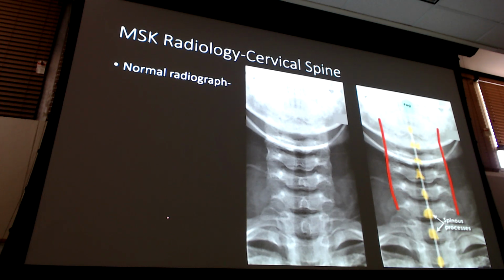Here's how you do it on the frontal view, or the AP. All I'm doing is just checking the sides, and then following those spinous processes down. Those should all be straight. Right? We want everything in a line. Those should be nice and straight.